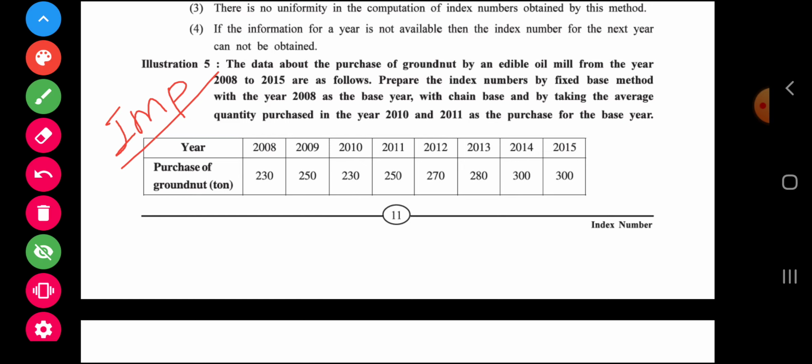The data about purchase of groundnut by edible oil mill from the year 2008 to 2015 are as follow. Prepare index number by fixed base method with the year 2008 as base year. With chain base method. And taking the average quantity produced in the year 2010-11 as the purchase for the base year.